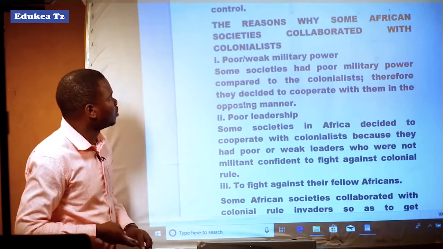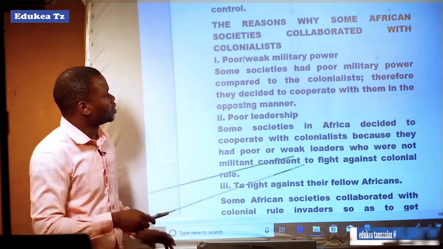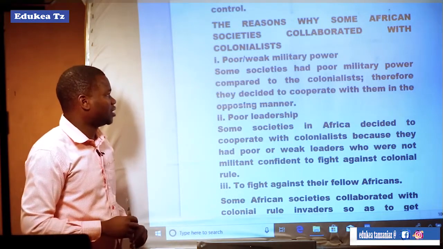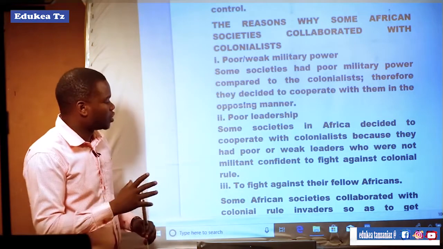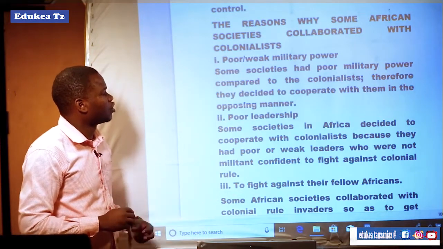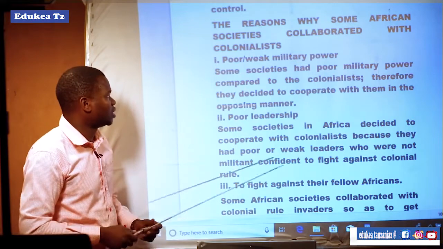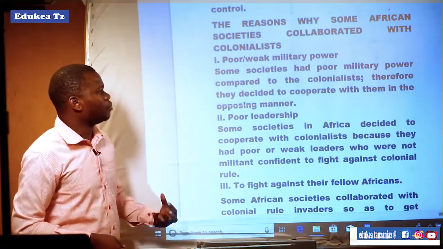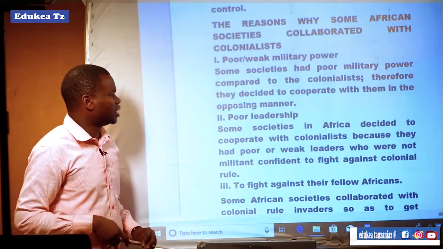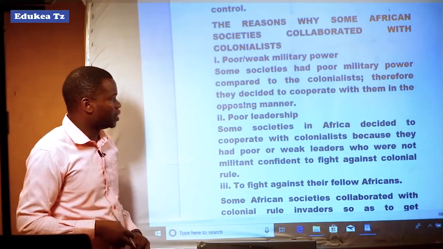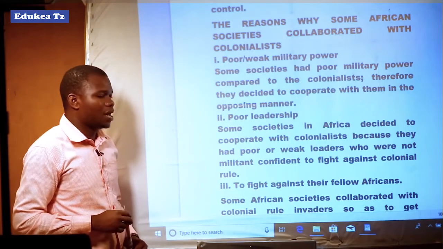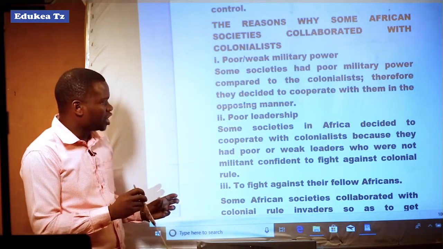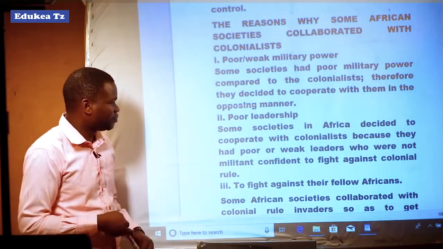So let us check the reasons why some African societies collaborated with the colonialists. There were a number of factors which made some societies collaborate with the colonialists or Europeans. Number one was poor or weak military power. Some societies had poor military power compared to the colonialists. Therefore, they decided to cooperate with them, since they believed that once they collaborated, they could get some support.